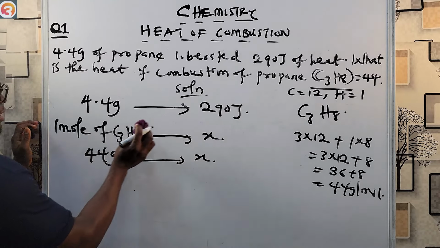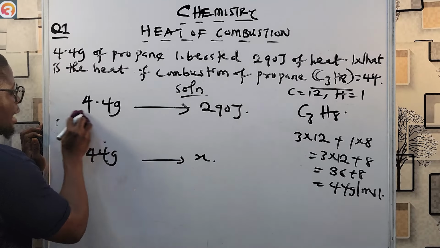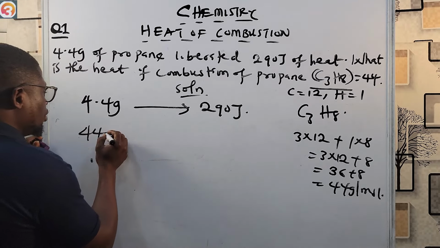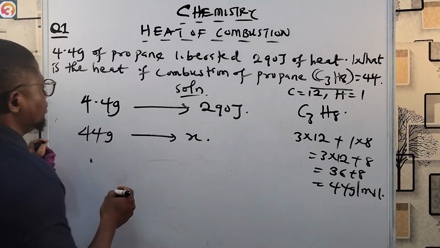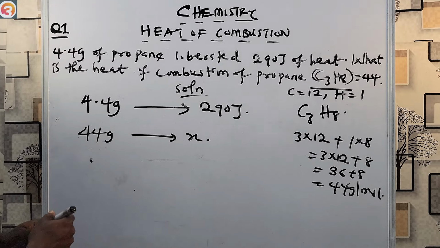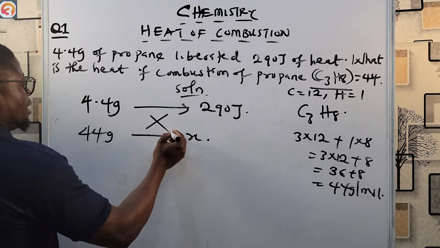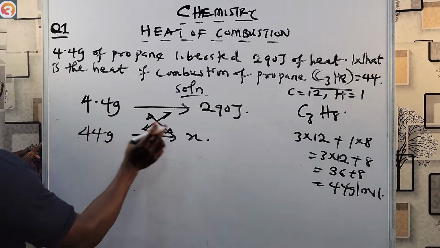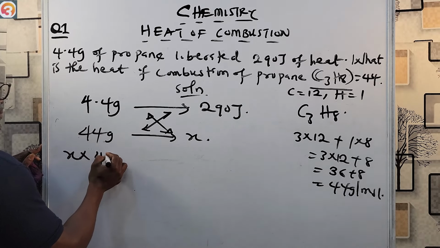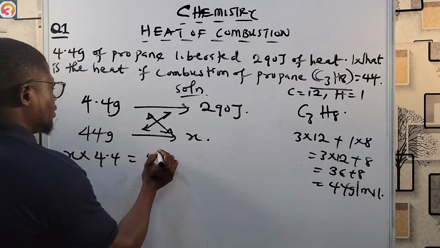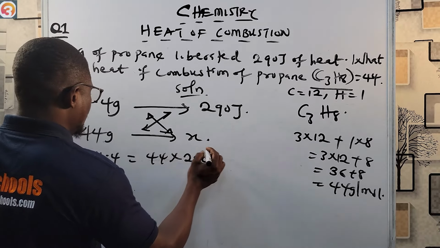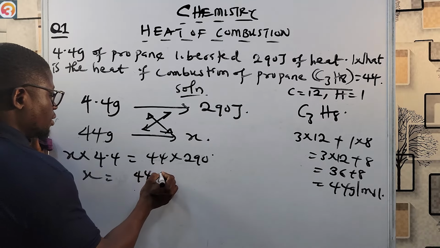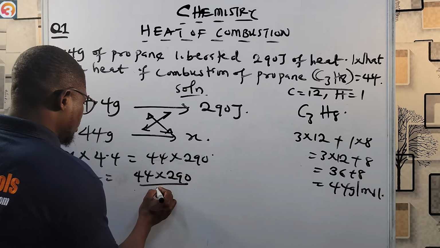Let me just take this one off so that we'll now have this. Now that we already know that 44 gram is 1 mole, 44 gram will give you X. So you cross multiply: X times 4.4 is equal to 44 times 290. Divide both sides by 4.4, so that X is 44 times 290 divided by 4.4.